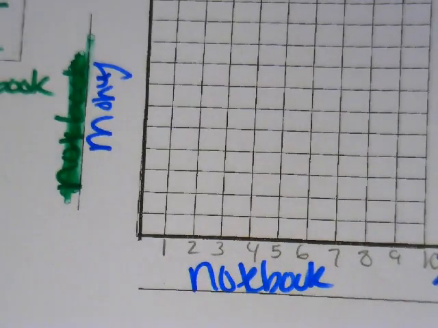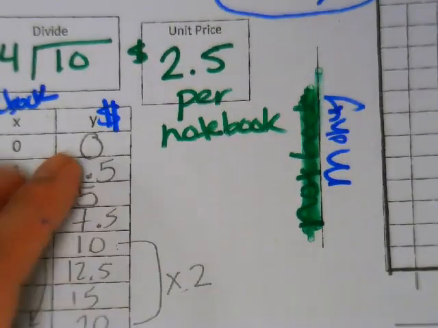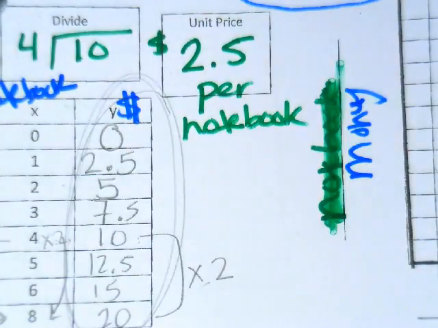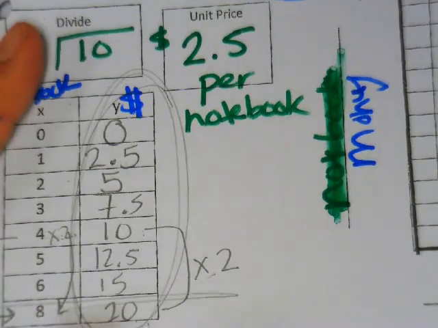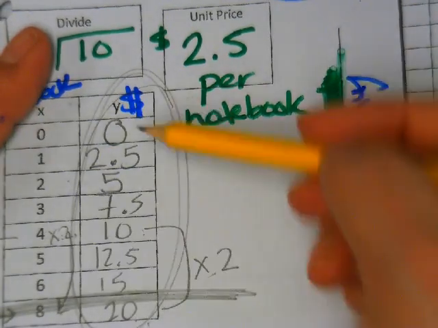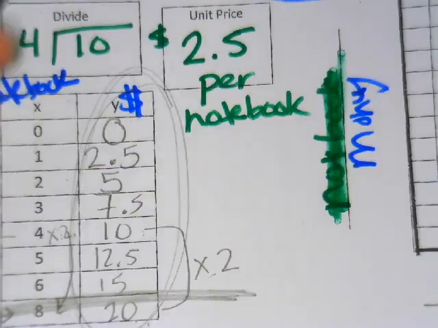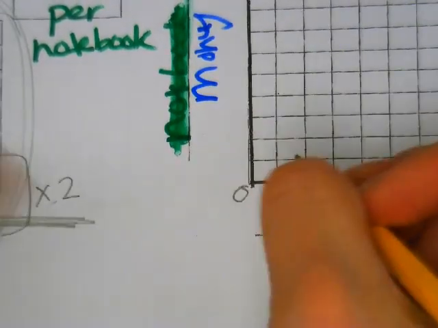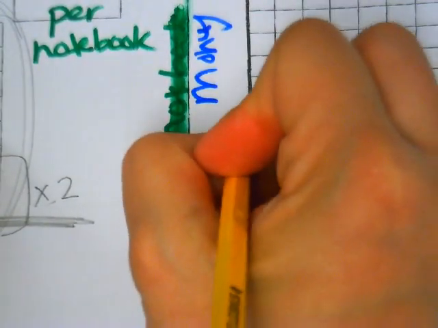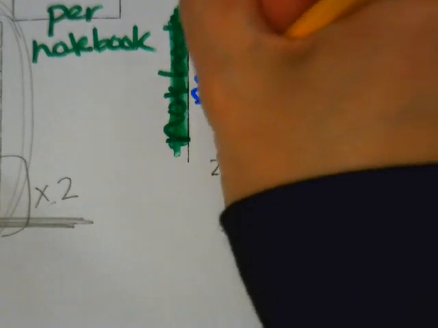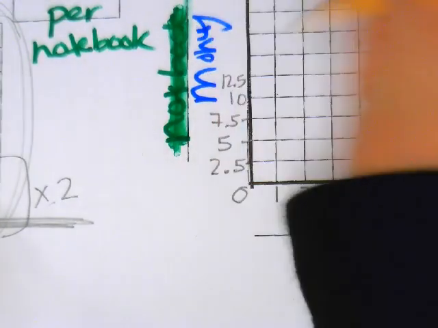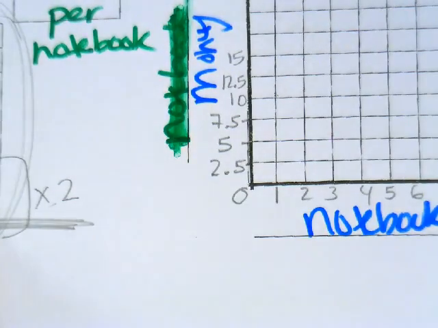Now your Y's, we're going to use these numbers. If this is in order, you just copy it. If they're not in order, you've got to do some math. So basically from here, I can copy it, because they're in order. 0, 1, 2, 3, 4, 5, right? So this is 0. This one is 2.5. This one is 5. This one is 7.5. I'm just copying my table. 10, 12.5, 15.